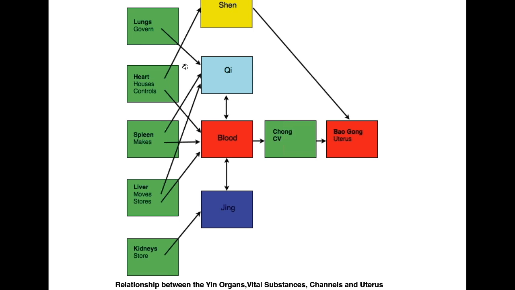And then also, importantly, we've got the heart, which houses the Shen, and it's very much concerned with the emotional state. And the emotional state, as we've discussed earlier, has a direct influence via the hormonal system on the reproductive system and menstruation. So this chart gives you an overview of the functions of all the organs or meridians, the vital substances, and how they feed through into reproduction. Okay, and we'll be revisiting all this in more detail as we go along.